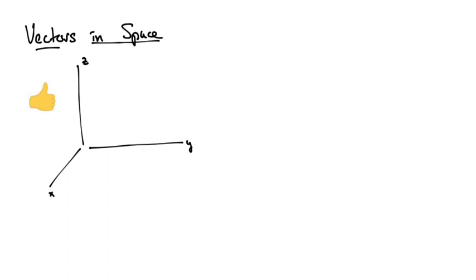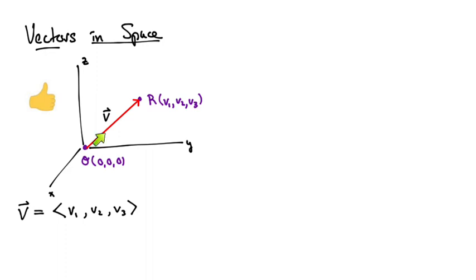Put your right hand pointing towards you away from the screen. Curl your fingers towards the positive y-axis and then let your thumb stick up, and that will determine the direction of the z-axis. If I have a vector v, it will require 3 components now, v1, v2, and v3. And if I look at the point whose coordinates, not components, but whose coordinates are v1, v2, and v3, that will correspond to the vector in standard position starting at the origin. So v is the vector from O to R.